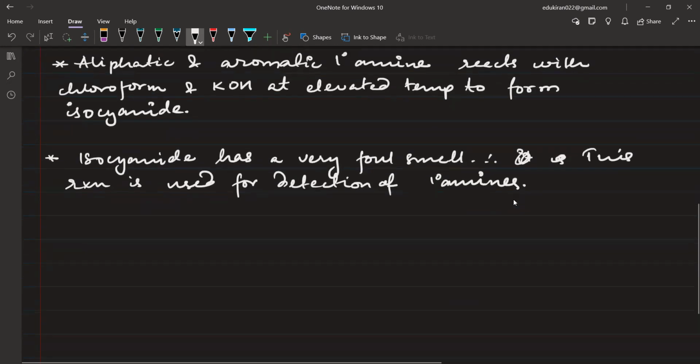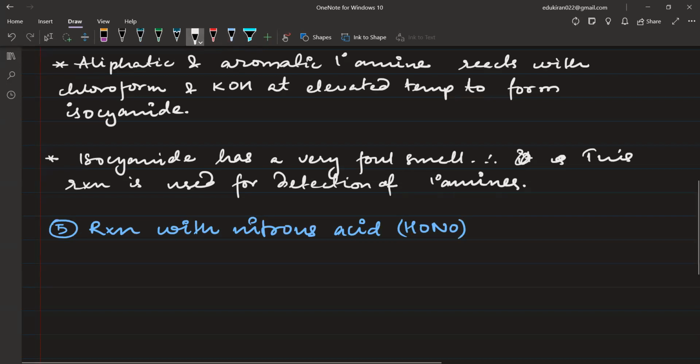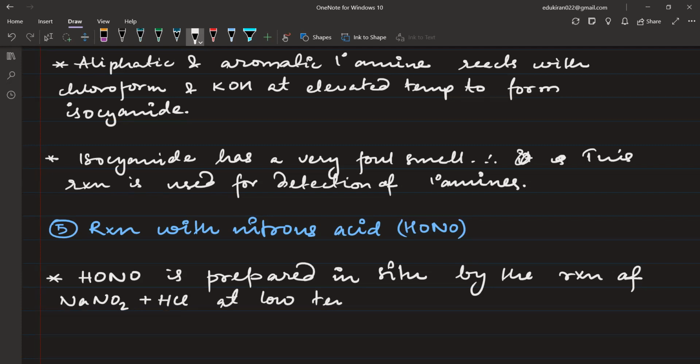Write the fifth one. Reaction with nitrous acid. Okay, first of all, what is HONO and how is it prepared? Okay, nitrous acid, please write. HONO is prepared in situ by the reaction of NaNO2 plus HCl at low temperature.